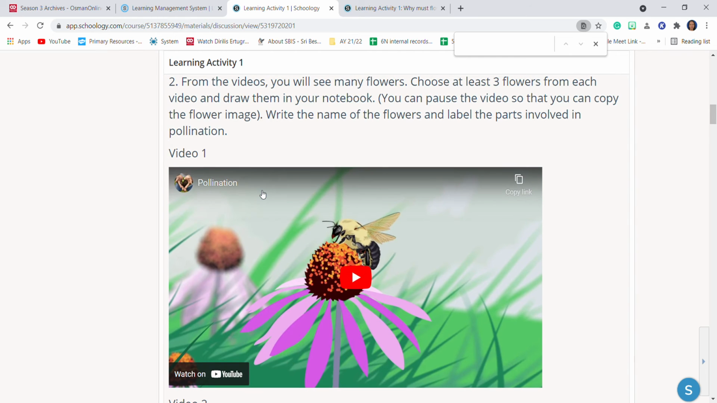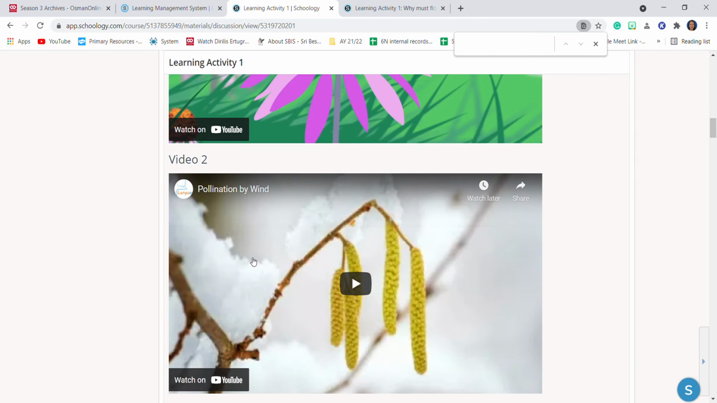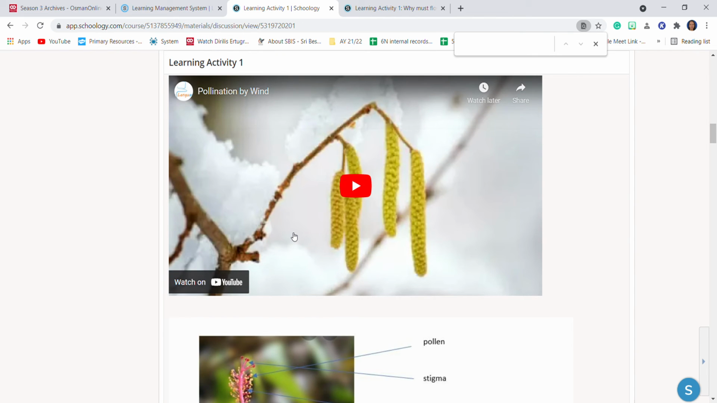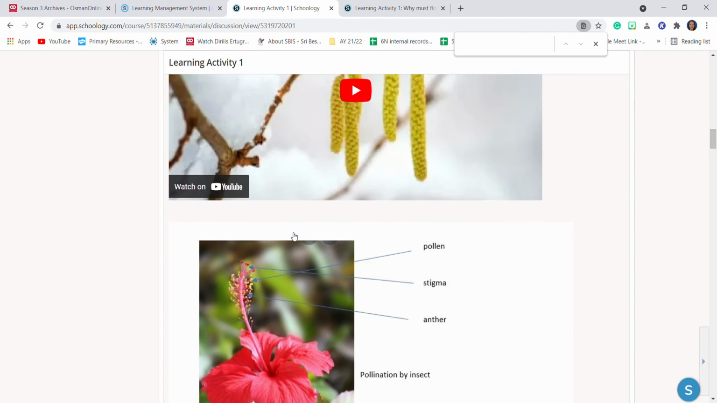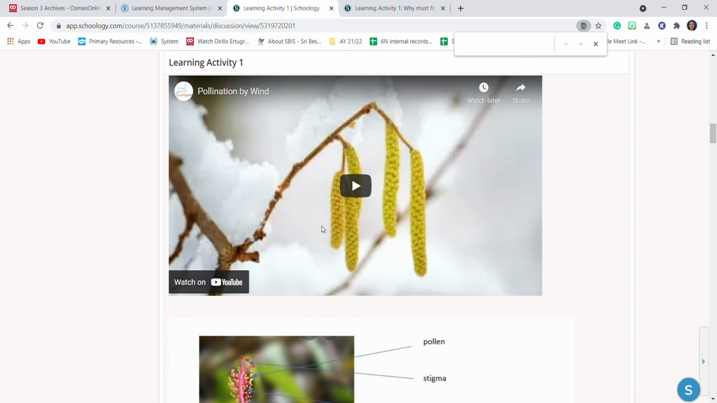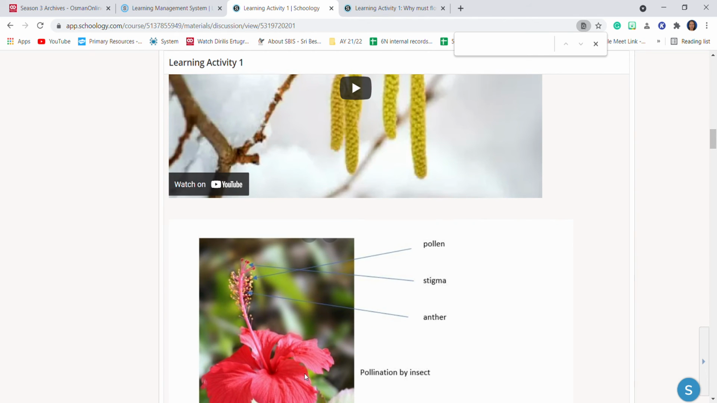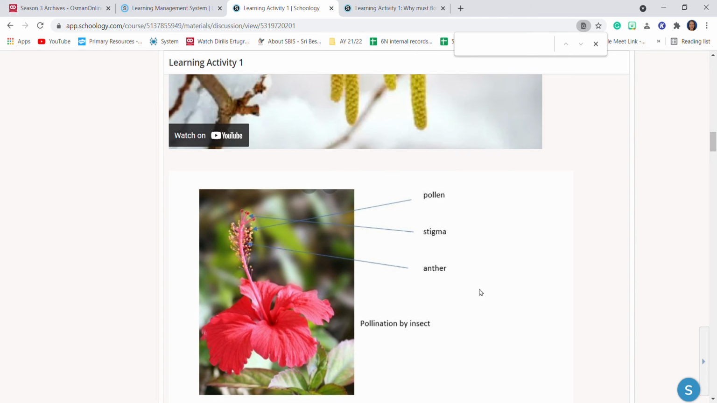Okay, so for pollination by insects, we have flowers such as the flower of tomato, brinjal, pepper, squash, and so many more. We also observed through the video the flowers that are pollinated by wind, for example, birch, chestnut, maize, grains, wheat, cereal, so many more. But of course, in order to focus particularly on pollination, we only drew and labeled the parts of the flower that are involved in pollination, and these are the pollen, stigma, and anther.